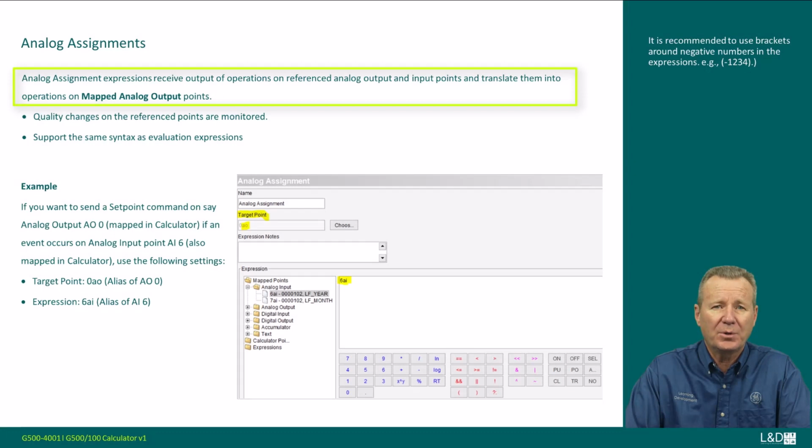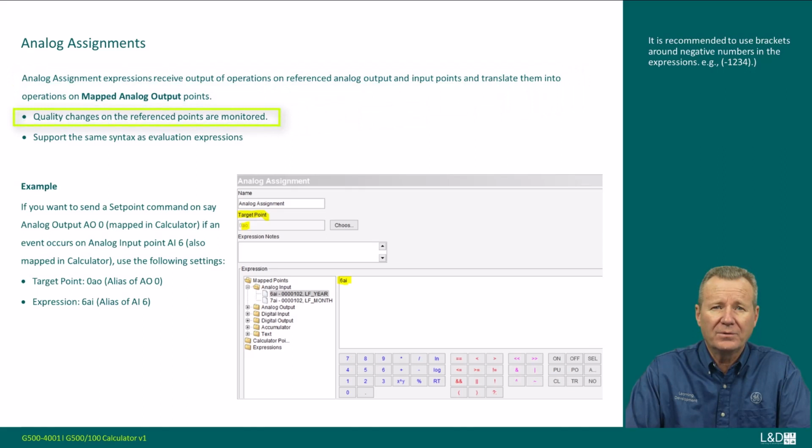Analog assignment expressions receive output of operations on reference analog output and input points and translate these into operations on mapped analog output points. Quality changes on the reference point are monitored in case the change in quality impacts the calculator expression. Assignment expressions support the same syntax as evaluation expressions on the right-hand side of the expressions field.